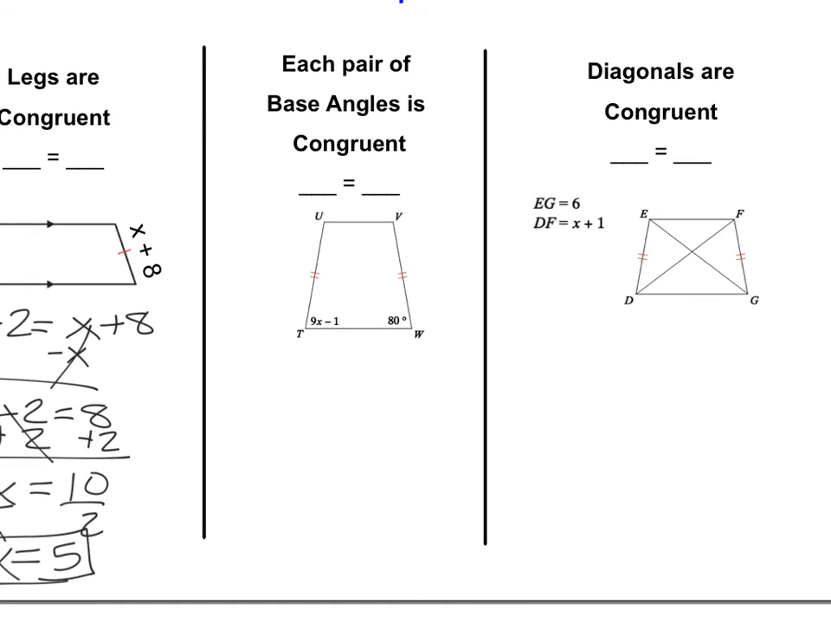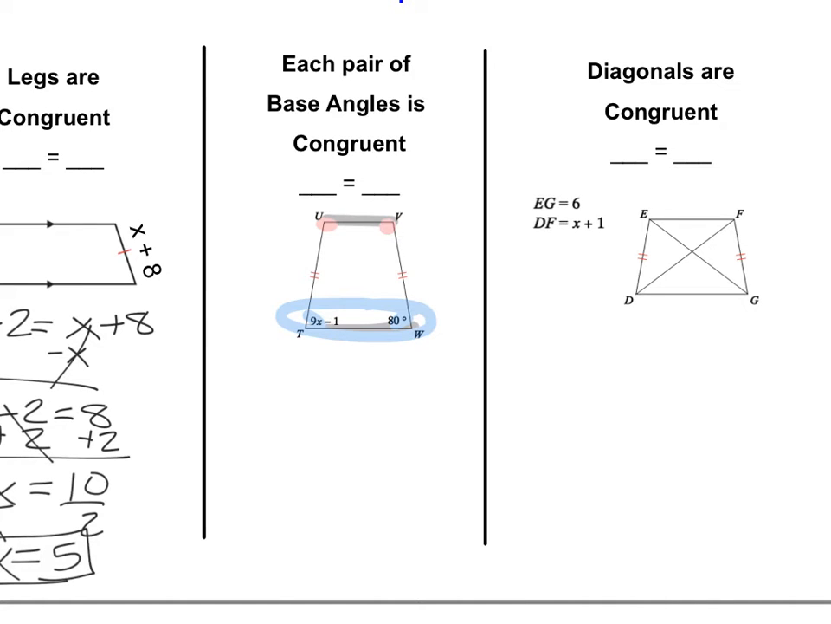Next, we're going to talk about what we call the base angles. So again, in an isosceles trapezoid, base angles are angles that are on the same base. So the parallel sides, we call those bases. So on this base, TW, these 2 angles here are congruent to each other. And then on this base, UV, these 2 angles are congruent to each other. All right, they are not all congruent all together, but it's only the angles that are on that base. So those 2 are congruent to each other.